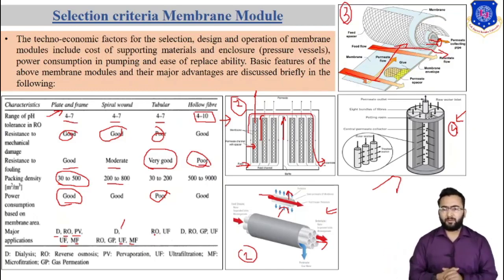And hollow fiber membrane module is mostly used for dialysis and gas separation, but it can also be used in limited application of reverse osmosis and ultrafiltration. It gives better results in dialysis and gas separation processes. So this is all about the various selection criteria for membrane module.